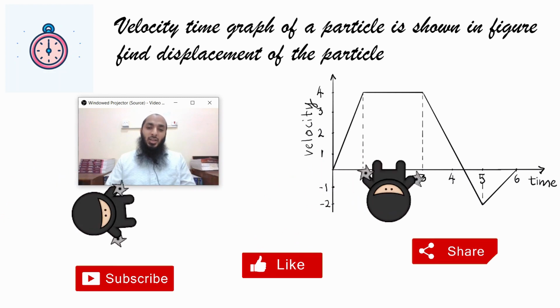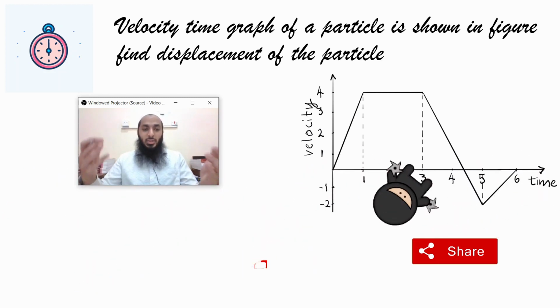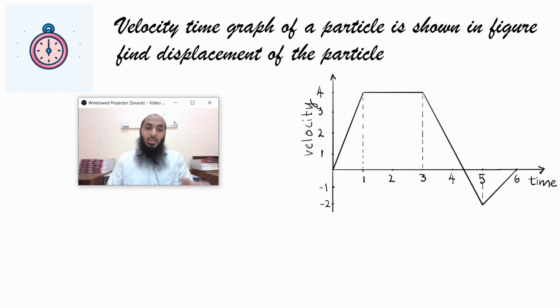Because we know that velocity is equal to dx by dt. So if you rearrange, dx will be equal to v dt, and if you integrate on both the sides, you will get displacement. So displacement is equal to integral v dt, and integral v dt is nothing but the area under the curve.